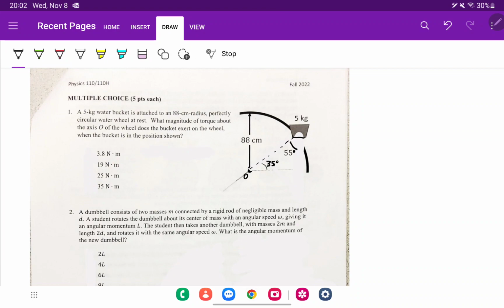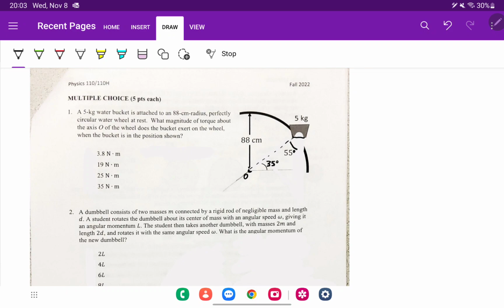So let's get started. With number 1, we have a 5 kilogram water bucket. It's attached to an 88 centimeter radius, perfectly circular water wheel at rest. What magnitude of torque about the axis O of the wheel does the bucket exert on the wheel when the bucket is in the position shown? So obviously this question is talking about torque because it asks for the magnitude of torque. But what is torque? In case you don't know, torque is the force that causes an object to rotate.